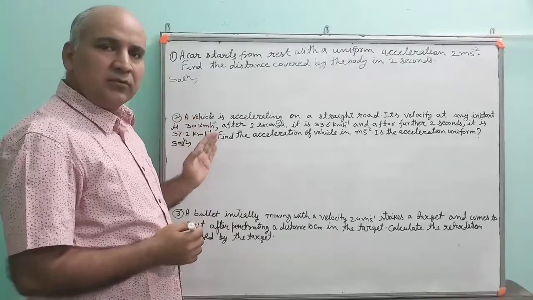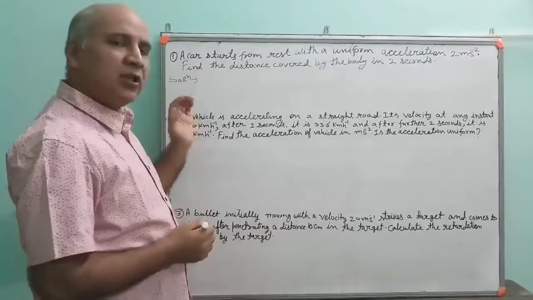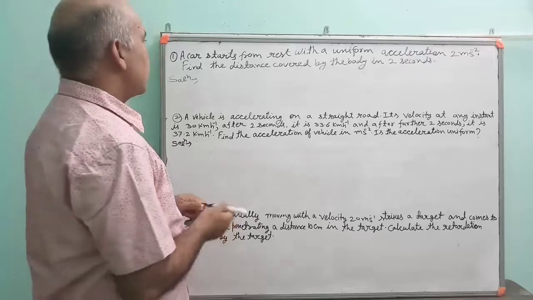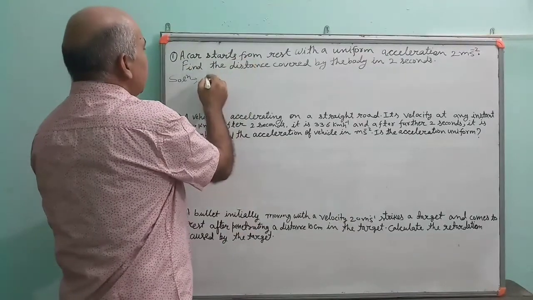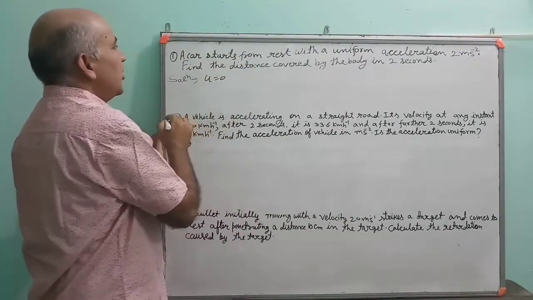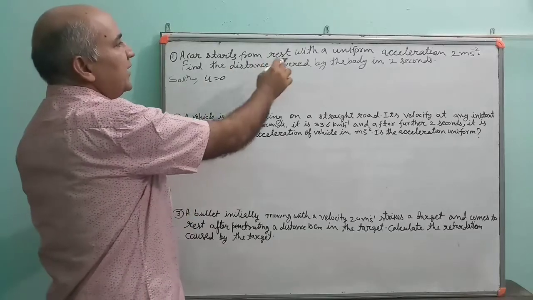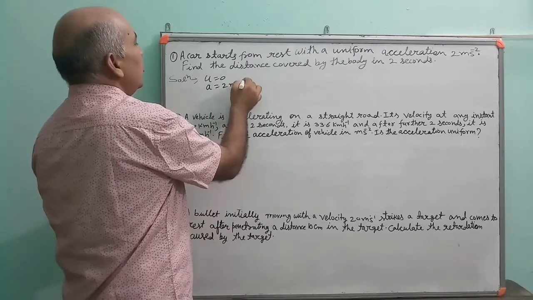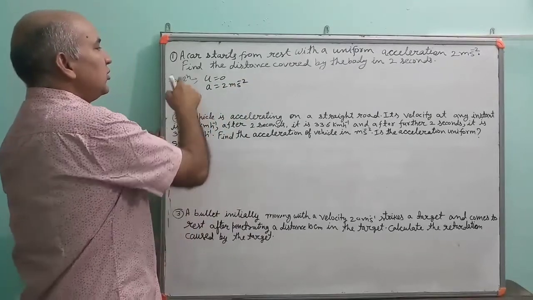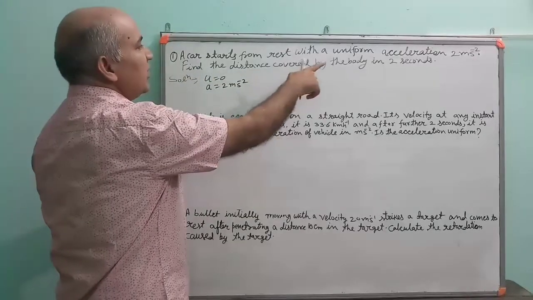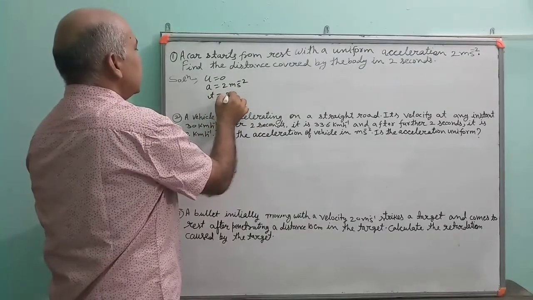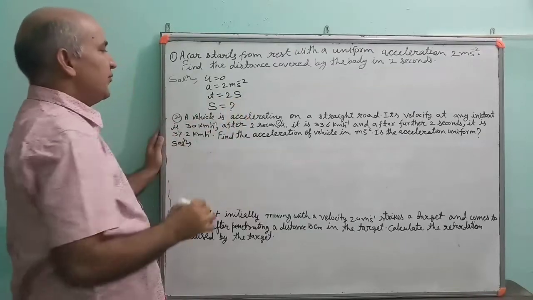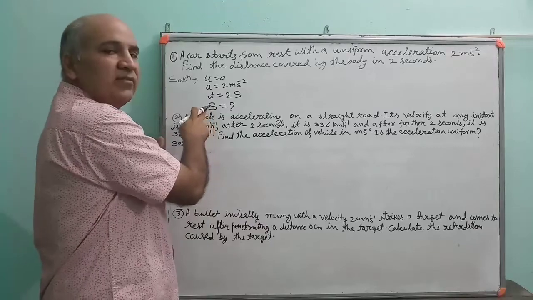Whenever you are solving numericals, first note down the given points and then try to find out what you have to do. So see here, a car starts from rest means initial velocity is 0, with a uniform acceleration, that means a is equal to 2 meter per second square. Now find the distance covered by the body in 2 seconds. Time is 2 seconds and distance you have to find. Distance is denoted by S, that we know.